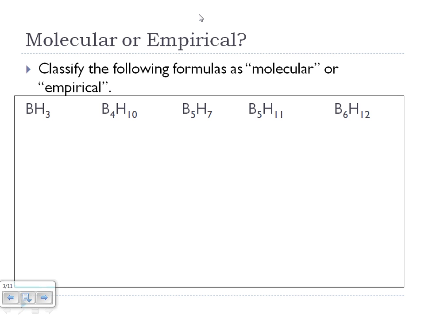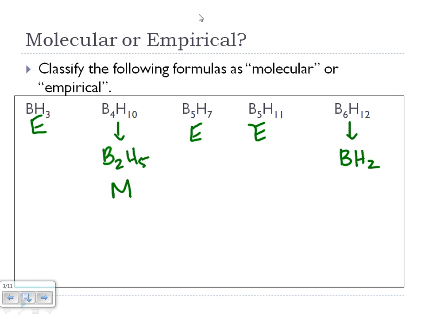All right, so the answers. BH3, I cannot reduce that anymore, so that is an empirical formula. B4H10, I could reduce this down. I could divide both by 2 and reduce it to B2H5, so this one is a molecular formula. B5H7, I cannot reduce, it's empirical. B5H11, I cannot reduce, it's empirical. And B6H12, I can reduce down to BH2 if I divide both of those numbers by 6. So this is also a molecular formula.